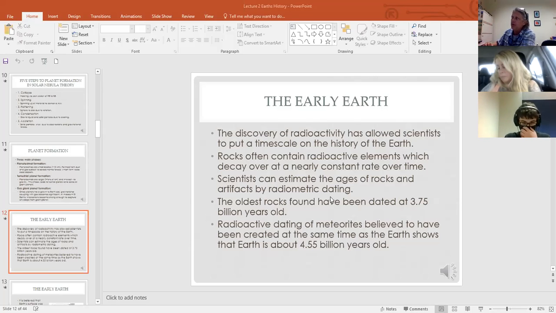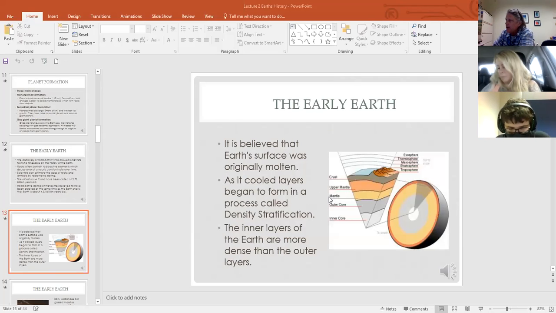As it cooled, we had early rocks. These early rocks are toward the center of massive continents. As Earth cools, you have separation, which is called density stratification. The inner layers are far denser and far hotter than the outer layers of the Earth.